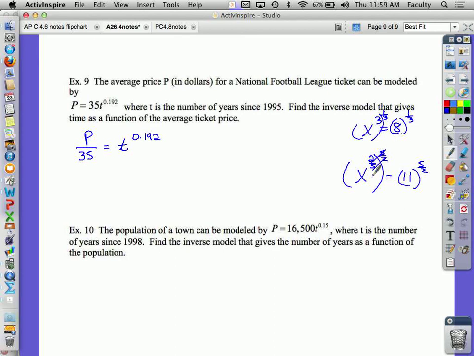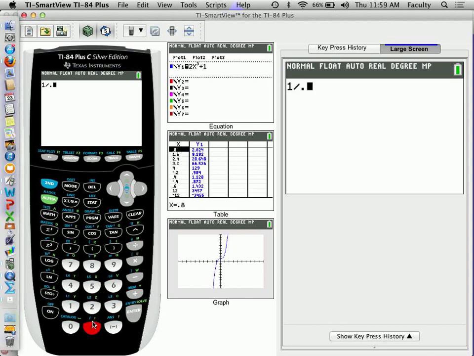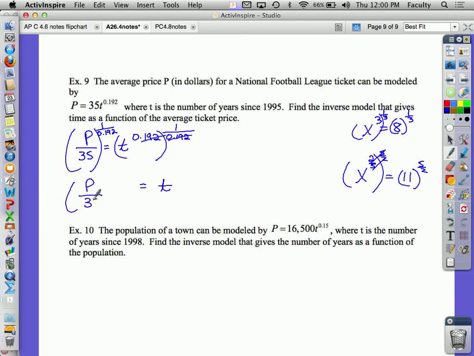So guess what we're going to do? We're going to raise it, even though it's not very pretty, to the 1 over 0.192. Do you see how you really did know how to do that? So that's going to cancel. The only problem is, like in the back of the book, it's not going to leave a fraction with a decimal. So you're going to go to your calculator, and we're going to take 1 divided by 0.192, and that's about 5.2. So it's going to be T equals P over 35 to the 5.2 power.